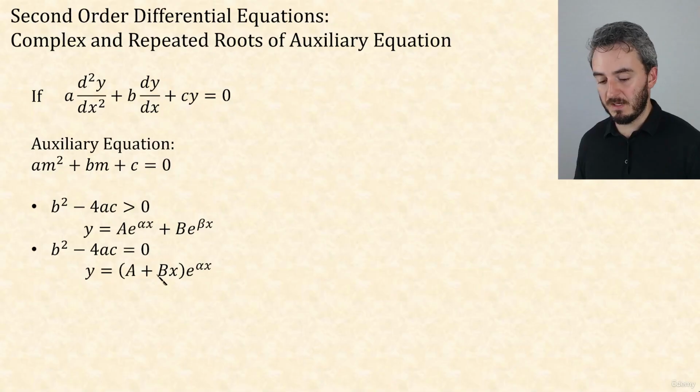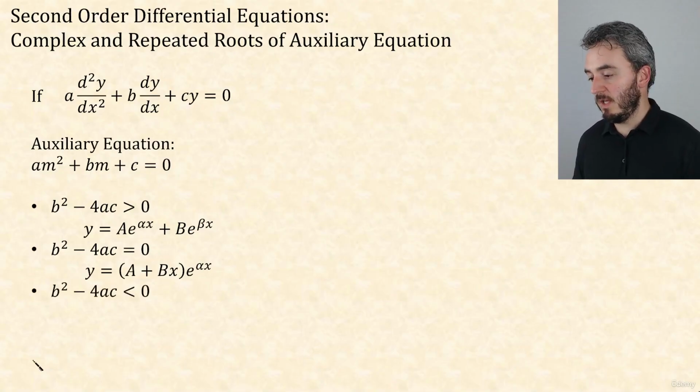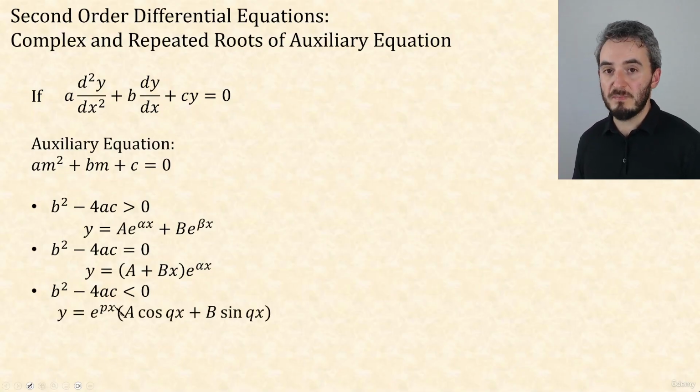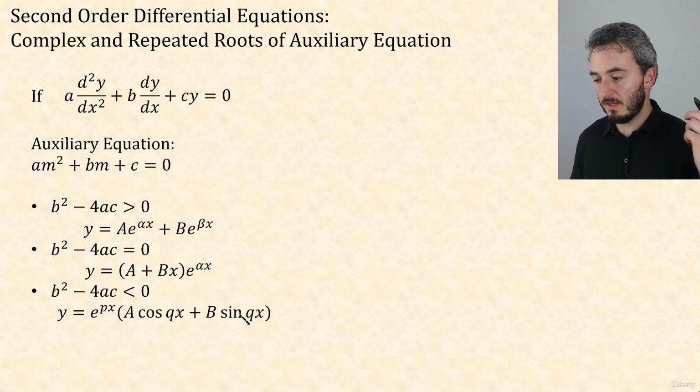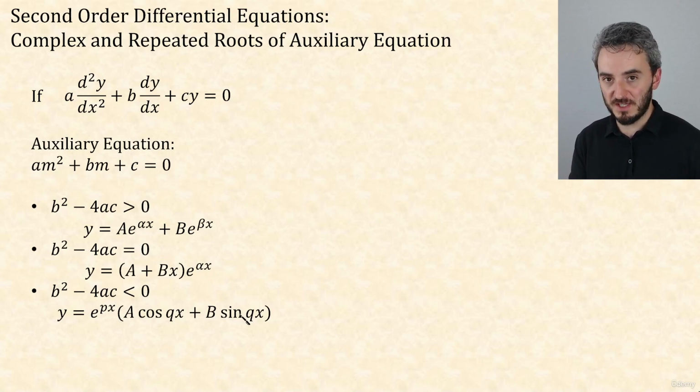Finally, if b squared minus 4ac is negative, and that gives you complex solutions, then the solution is e to the px, where p is the real part of the complex solution, times (a cos qx plus b sin qx), where q is the imaginary part of the complex solution. Okay, so that's the framework we're going to use. That covers all the cases we're going to focus on from now, and in the next video we're going to practice using it. So see you there.